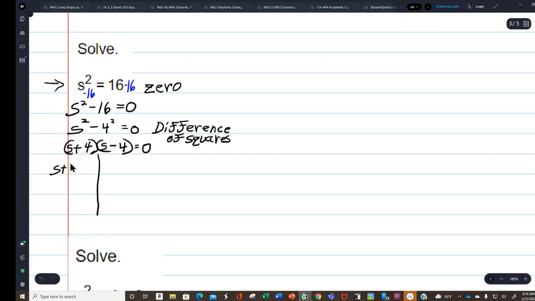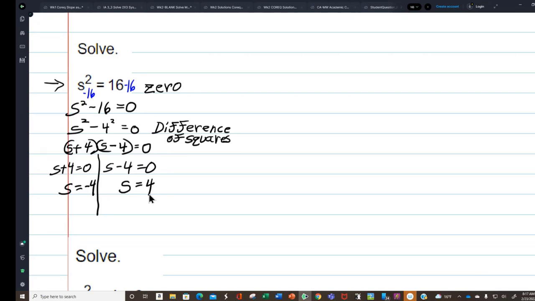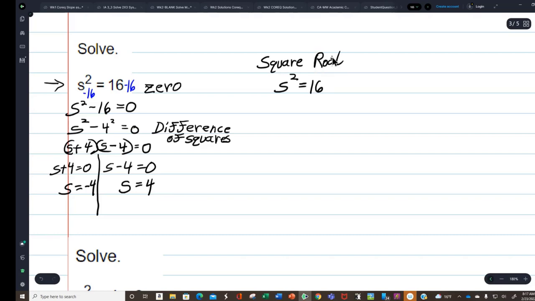Now s plus 4 equals 0. S minus 4 equals 0. Subtract 4 from both sides, you get s equals negative 4. Add 4 to both sides, you get s equals 4. But there is another way to do this. S squared equals 16. We are going to use something called the square root method.